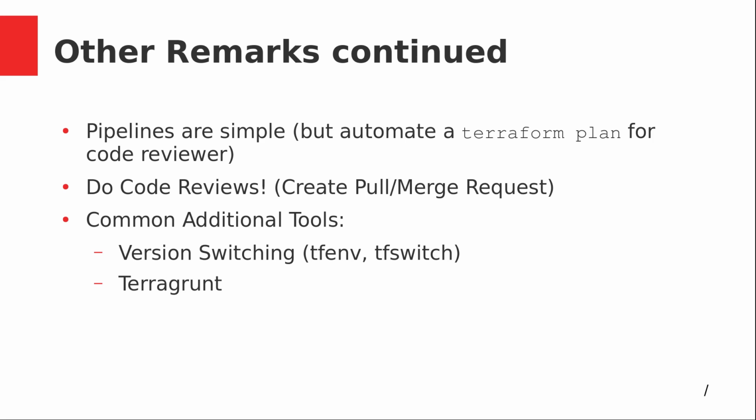Okay, so I strongly recommend having the plan visible, and it should run on the runner and be visible as part of the ready-to-be-approved pull request. That's what most people do. And there may be tools to help you with that. You can do some research. Do code reviews. I just mentioned that already.